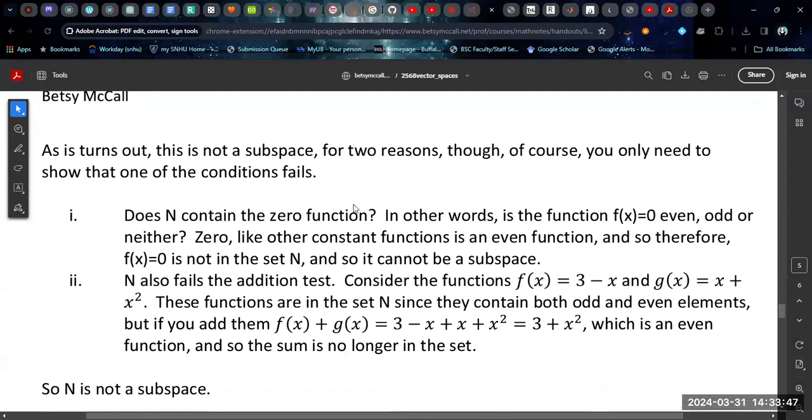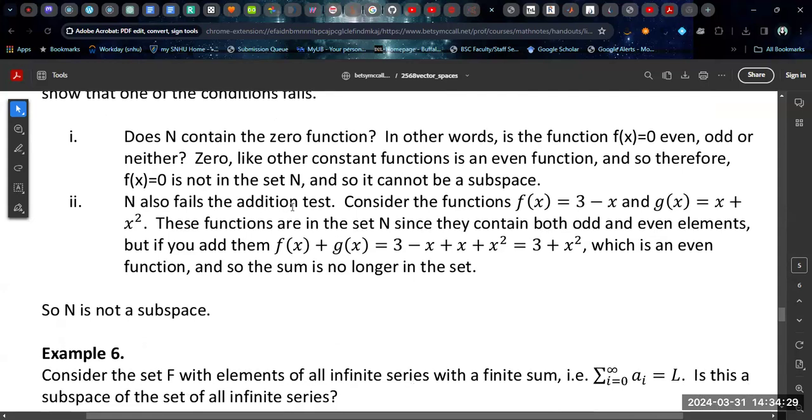Now, as it turns out, this is not a subspace, and it fails for two reasons. Does N contain the 0 function? If f of x equals 0 is in this set, it has to be neither even nor odd. However, that's not the case, because f of x equals 0 is both even and odd. It is definitely an even function: f of negative x is still 0. And also negative f of x is still 0. So it is both even and odd, and so it's not in the set.